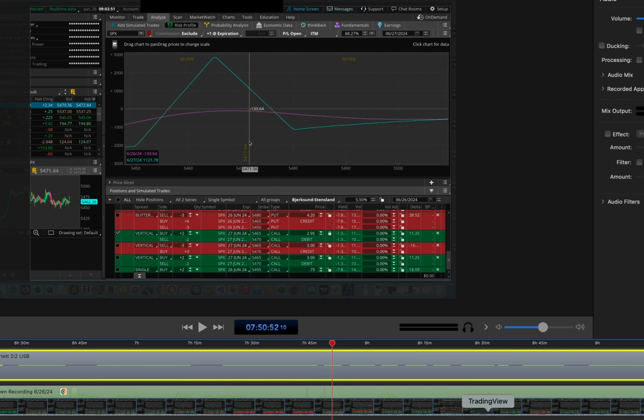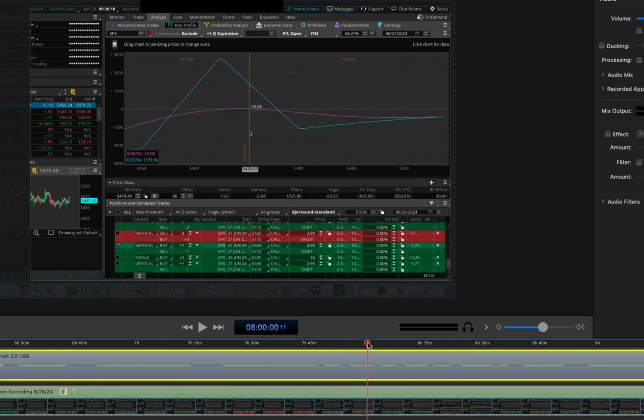Underwater there. We had scaled up today, so this is a $150 profit target. So ideally I want to get out at 1 to 2 times the profit target. So 1 times profit target on this trade would be 150. 2 times would be 300, right? Yeah, 150 times 2.